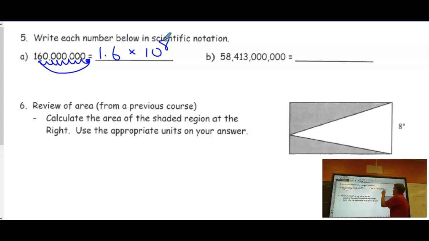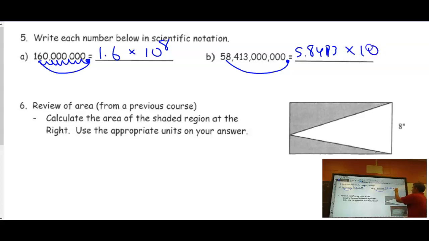Same thing over here. The decimal's at the end of the number, and it needs to move until it's between the 5 and the 8. So this number is going to be 5.8413. Not a very good one. That's my number that's between 1 and 10. Now, how many spots did I move the decimal? 1, 2, 3, 4, 5, 6, 7, 8, 9, 10 spots. It's times 10 to the 10th.